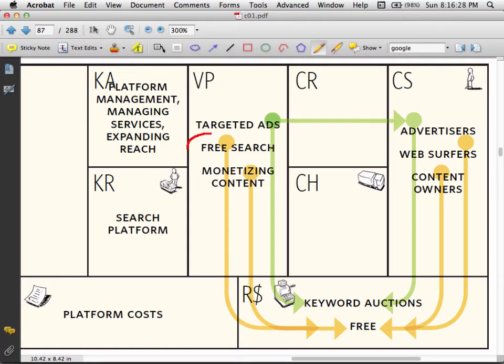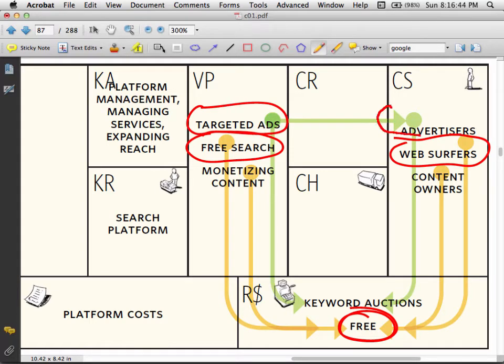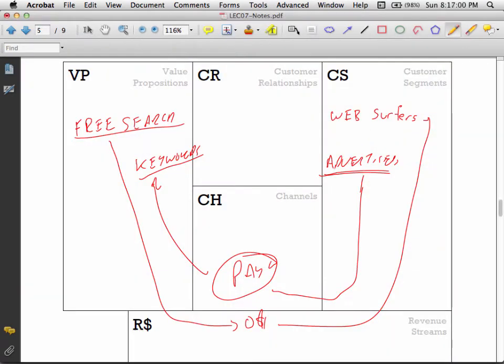Again, we've got free search as part of the value proposition targeted at web surfers, and that is free, not much money in that to pay for all those Google scientists and so on and so forth. But the other value proposition is targeted ads. And the customer relationship piece here is the advertisers. And then we have keyword auctions. And that's how Google makes their money. So again, I refer you to this page in the textbook. And that was what we looked at in the notes here.